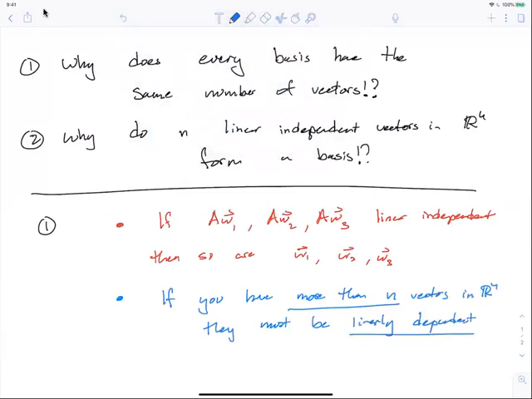So we're going to use these two facts together to prove that every basis of any vector space, at least finite dimensional vector space, has to have the same number of vectors.